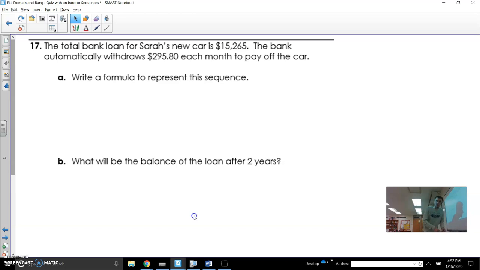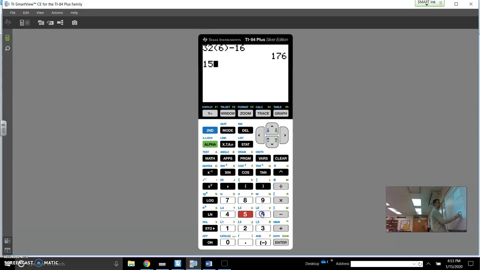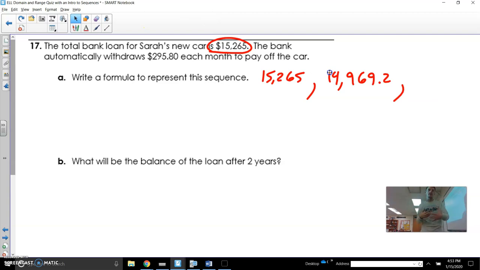I'm going to lead you down this road. I want you to try this one on your own, but I'm going to kind of get us started. It says that the total bank loan for Sarah's new car was $15,265, and they're going to automatically withdraw $295.80 each month so you can pay off the car. So the first value is $15,265. But then I need to basically show that I'm going to have a common difference of this $295.80. So if I was to subtract those values, that means the next value would be $14,969.2.